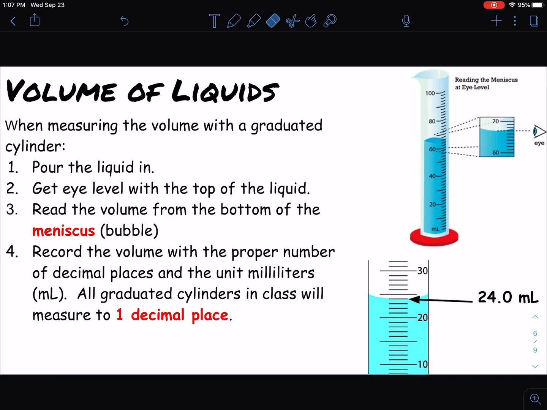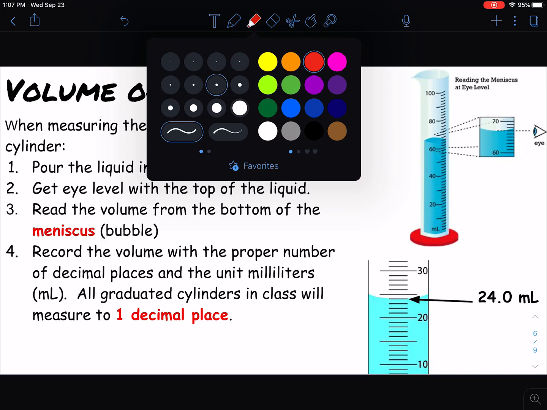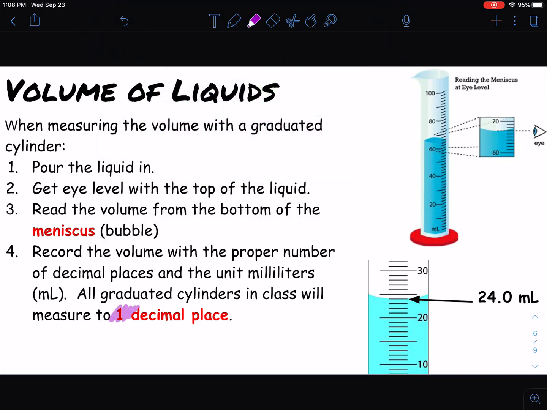And then you're just going to record the volume with the proper number of decimal places. In this class, all your measurements that you have in lab, maybe not in practice, but in lab, will have 1 decimal place. All the graduated cylinders in class will measure 1 decimal place. That means 1.0, 24.3. And you're also going to have the unit milliliters whenever you're measuring the liquids.